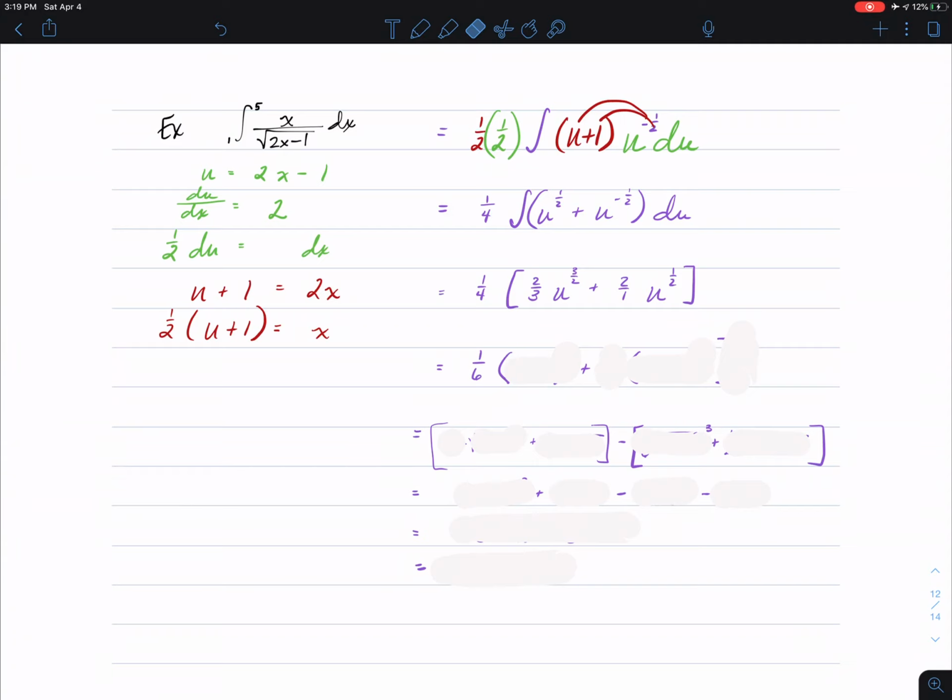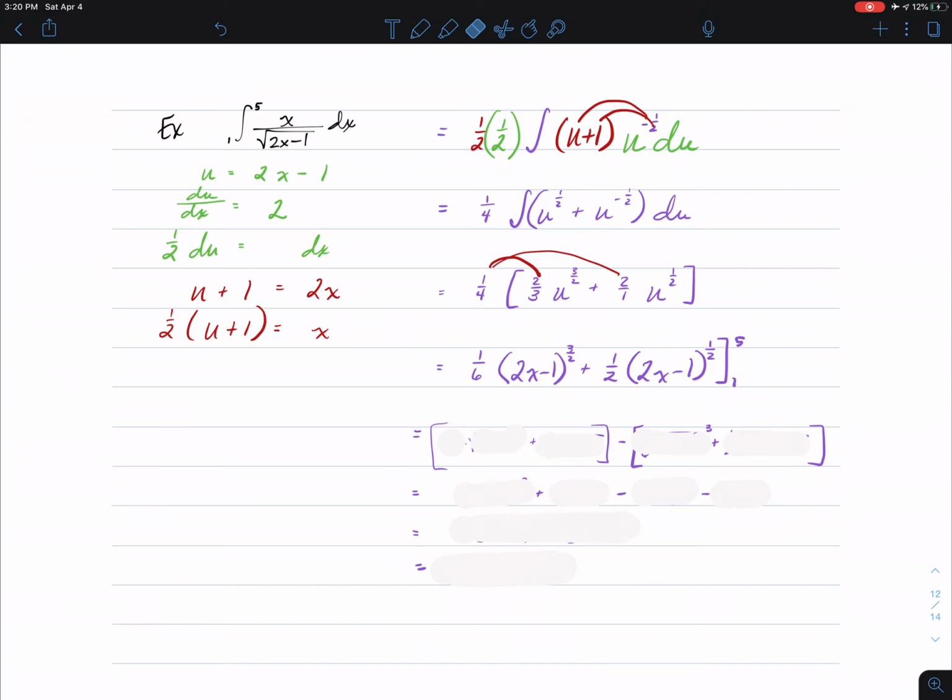Now, in case you're wondering, where did that 1/6 come from? One of the things that I'm doing here is I'm going to go ahead and distribute the 1/4. Okay, so just be aware. So the 1/4 times 2/3, I did a little bit of canceling, and I got 1/6. Plugging my x's back in, plus, remember I'm taking the 1/4 times the 2, so that's going to reduce to a 1/2. Plugging my x's back in, and now I'm going to evaluate from 1 to 5.